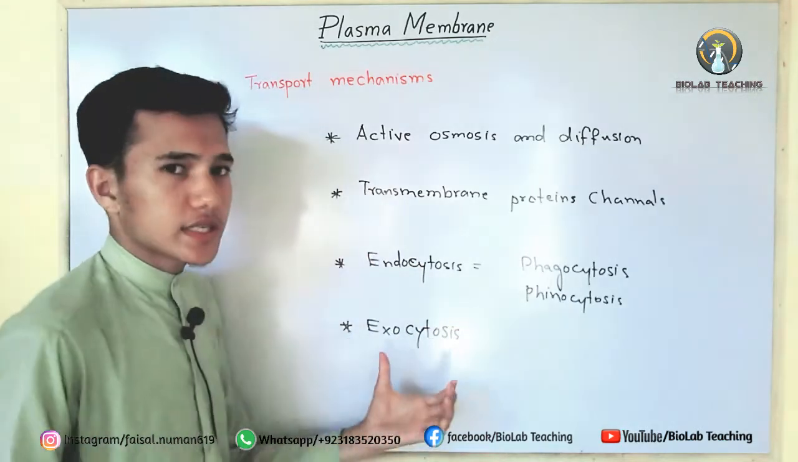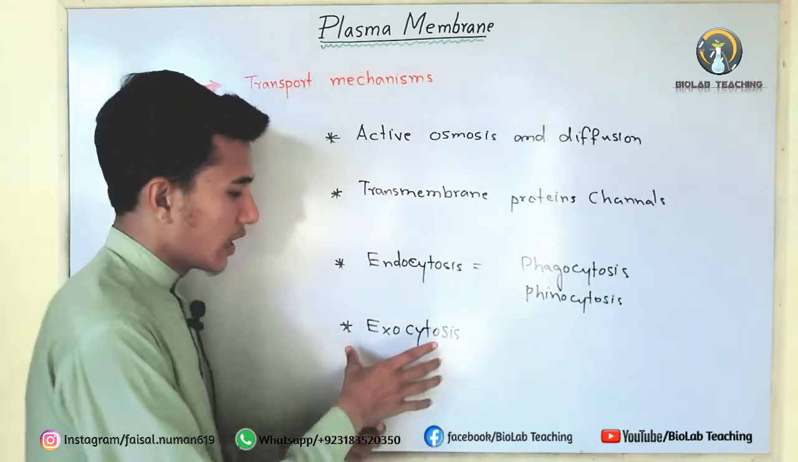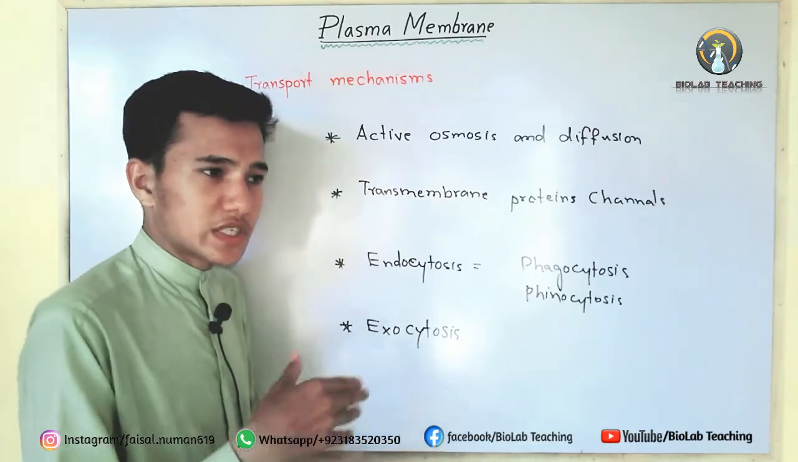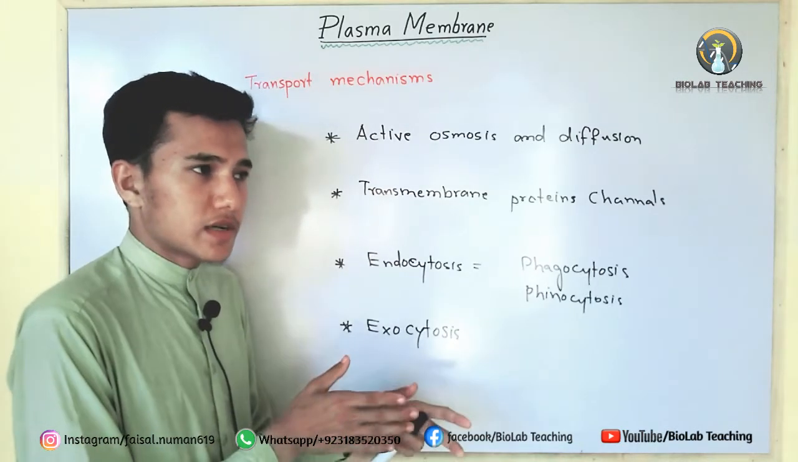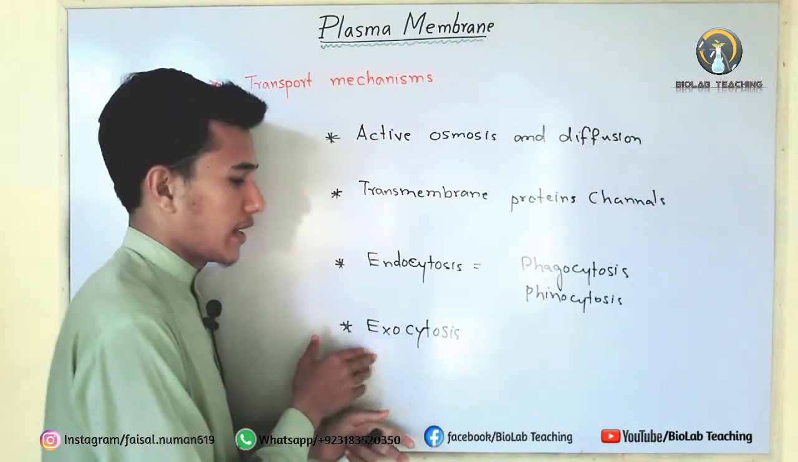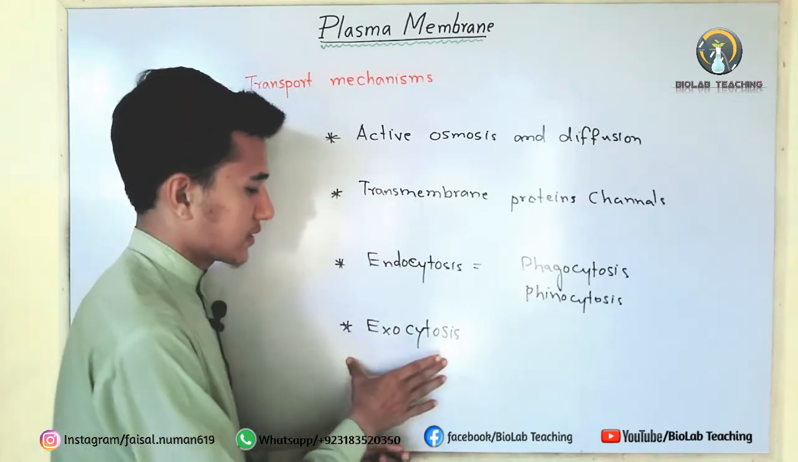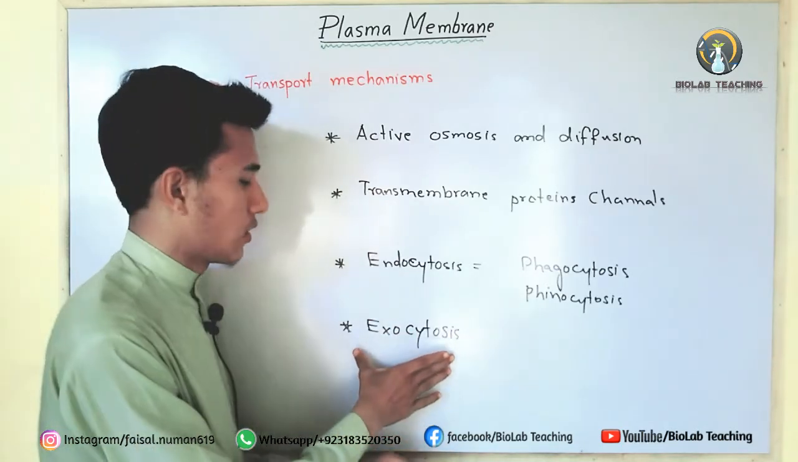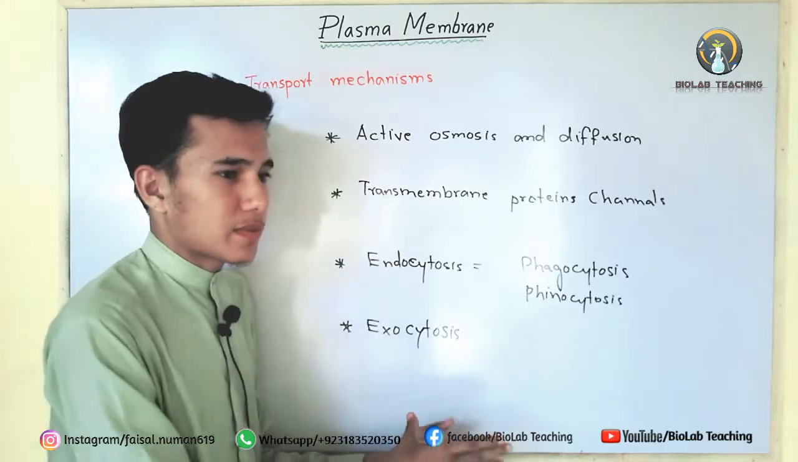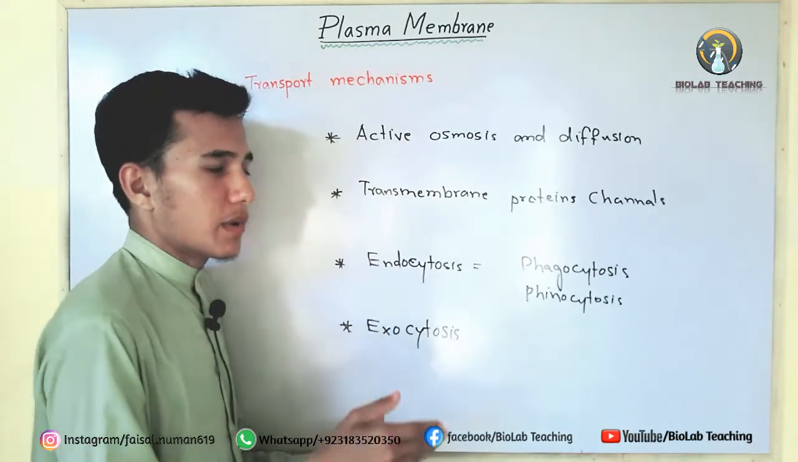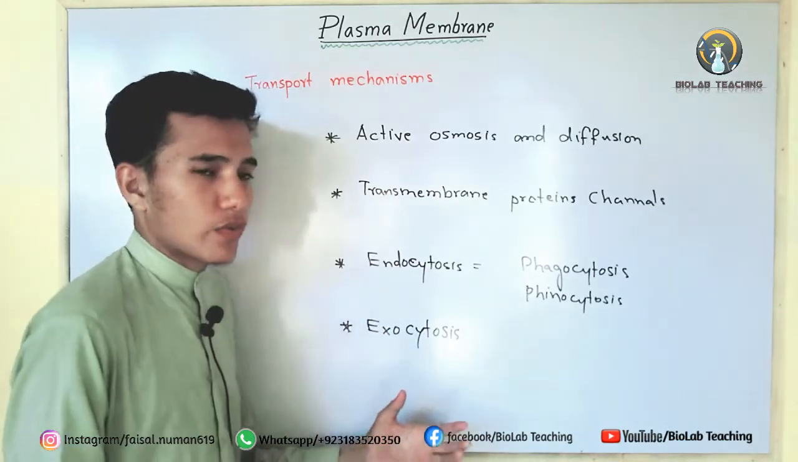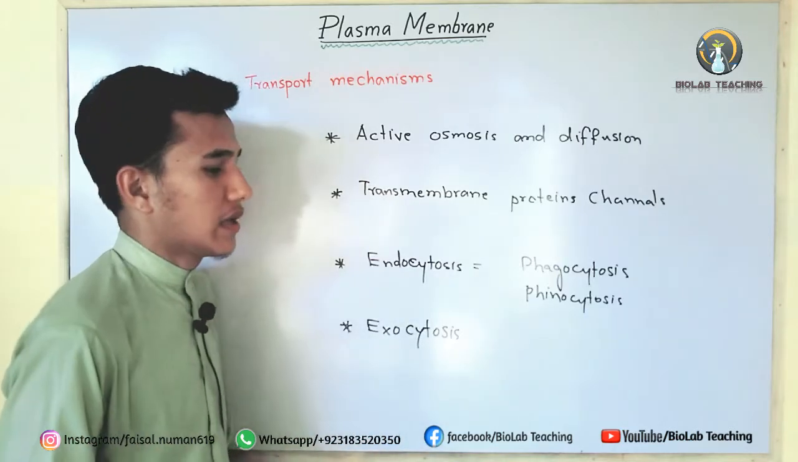Exocytosis is also another term. In exocytosis, the waste materials formed in the cells are excreted by the plasma membrane. This term is known as exocytosis. Vesicles are formed in the plasma membrane, and by these vesicles the waste materials go out from the cells.